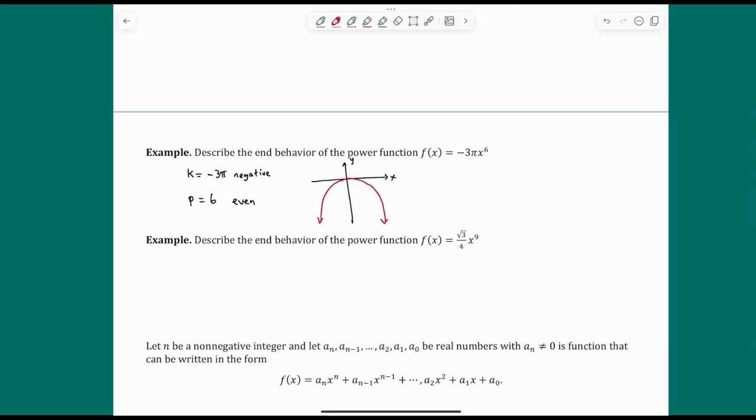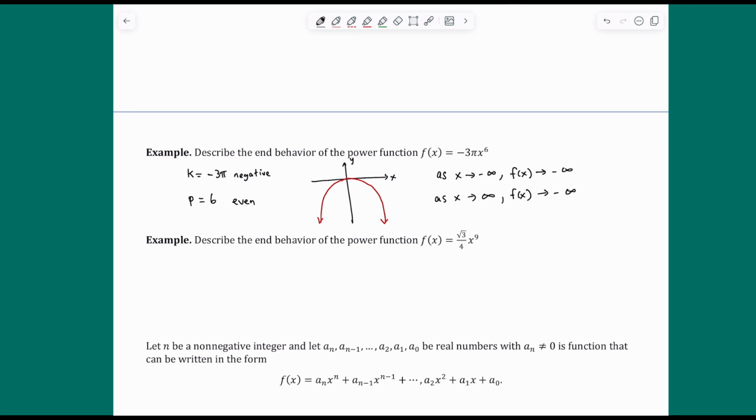Okay. And so how do I describe that end behavior? Well, I would say as x approaches negative infinity, my output, f of x, approaches negative infinity. Likewise, as x approaches, excuse me, positive infinity, my f of x approaches negative infinity.